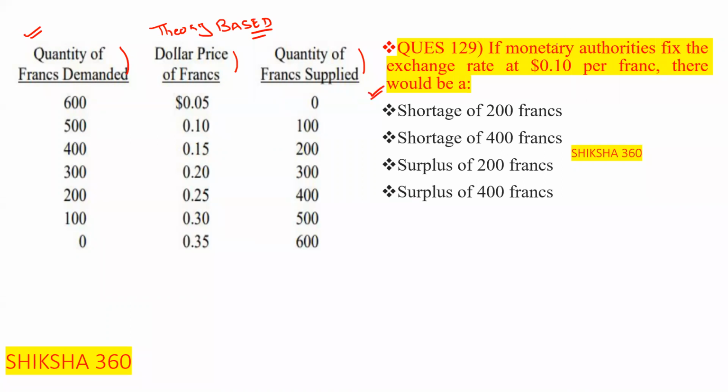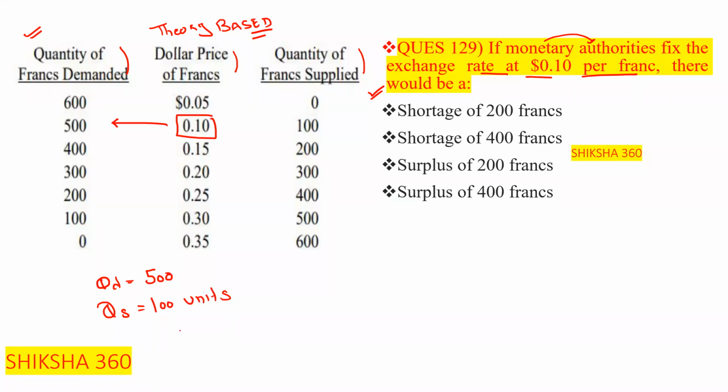Here they are saying question number 129 in the question number series. If the monetary authorities fix the exchange rate at $0.10 per franc, what would happen? First of all, the dollar price of franc is 0.10. At that price, quantity demanded is 500 units, and quantity supplied is 100 units.